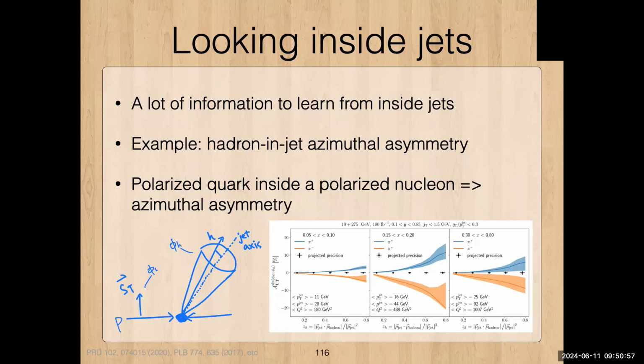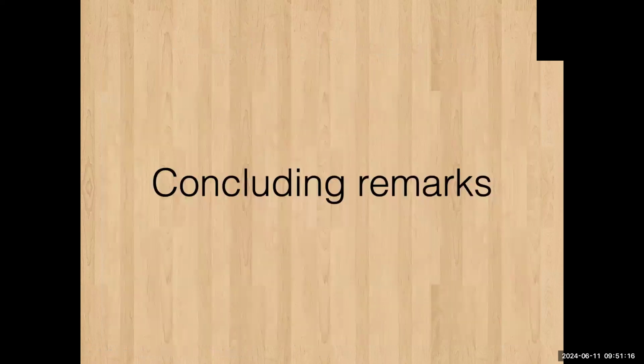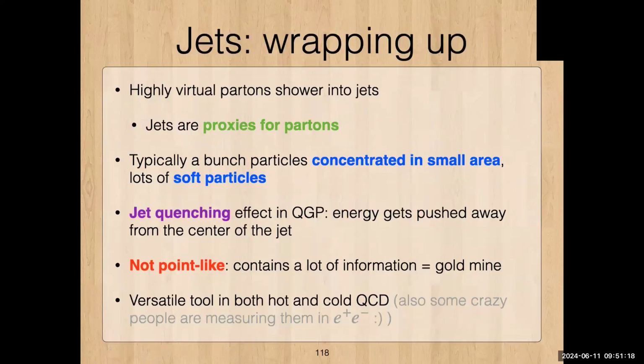And this is a projection of how well we can do. This is some calculation, and this is the size of the uncertainty expected for the EIC. So we can pin this down very nicely. And this is just one example of what we can learn from inside the jets. There are more. Okay, and so that concludes.